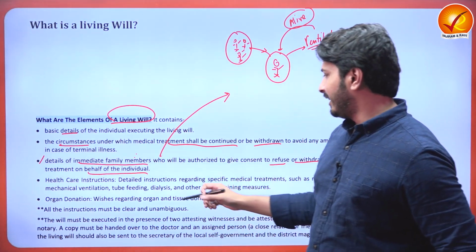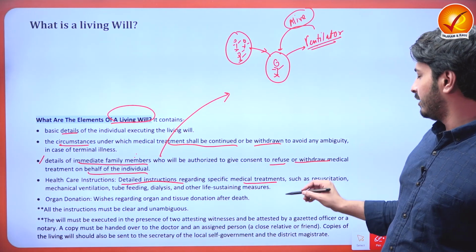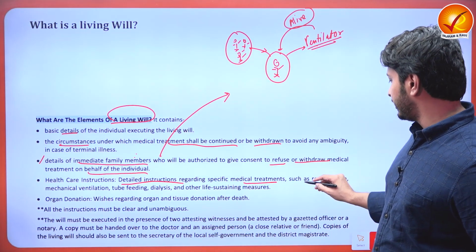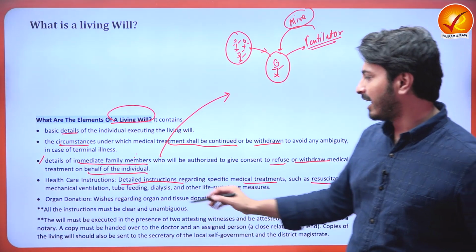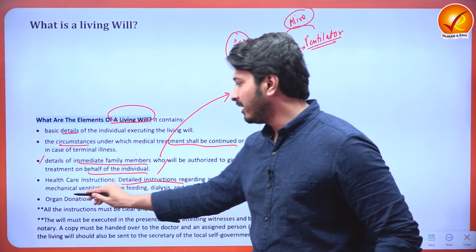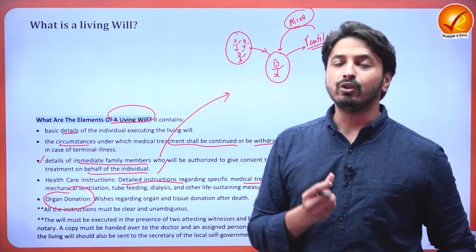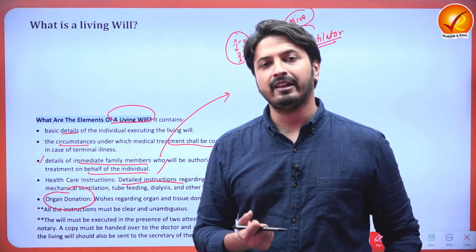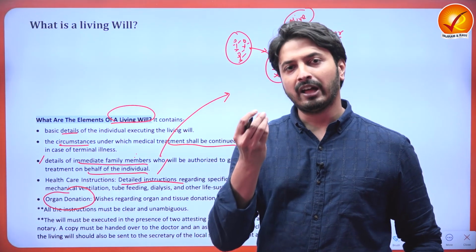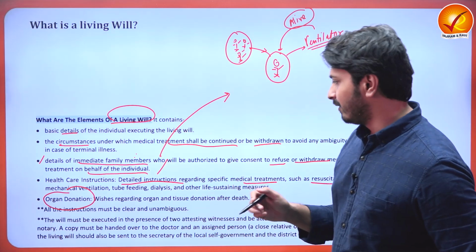Apart from it, it has to have very detailed instructions regarding specific medical treatments such as resuscitation, mechanical ventilation, tube feeding, etc., that we already noticed. Apart from it, if an individual feels that when they are dead they would want to donate their organs, whether eyes, kidneys or liver, it should also be mentioned in that particular living will.